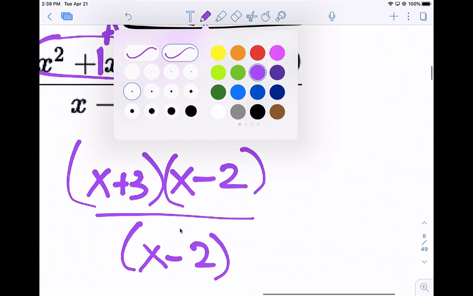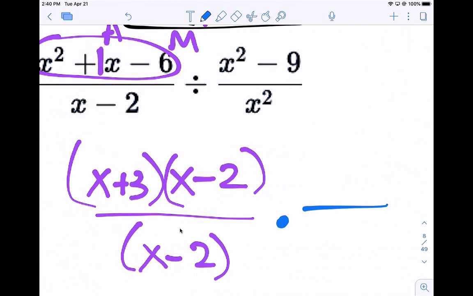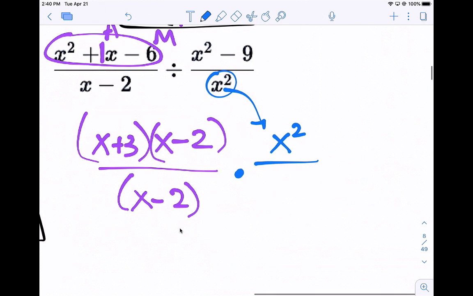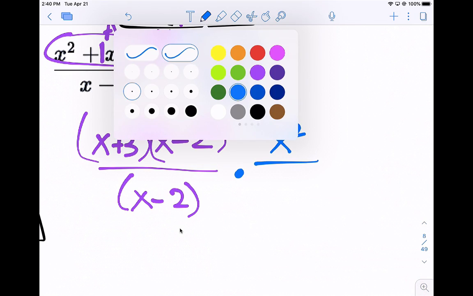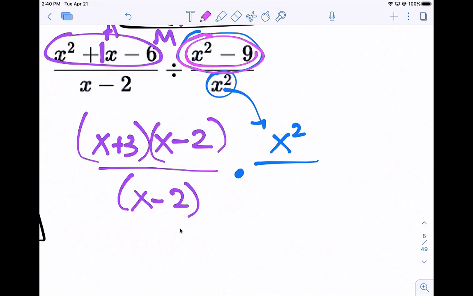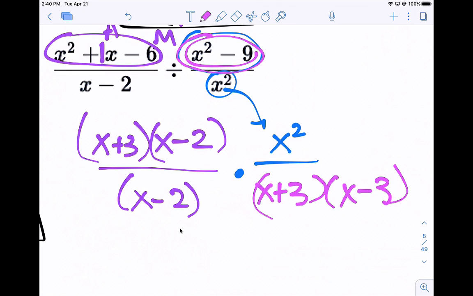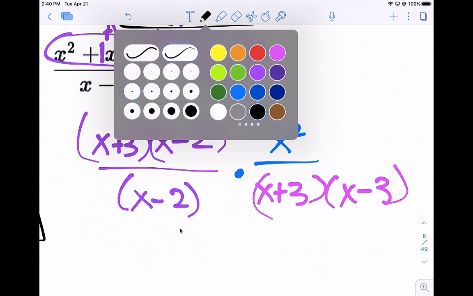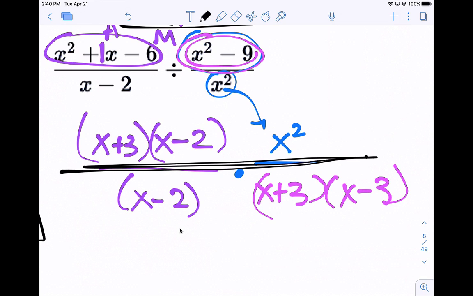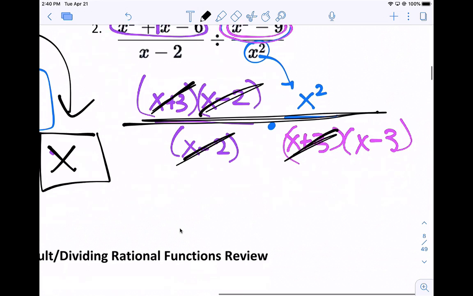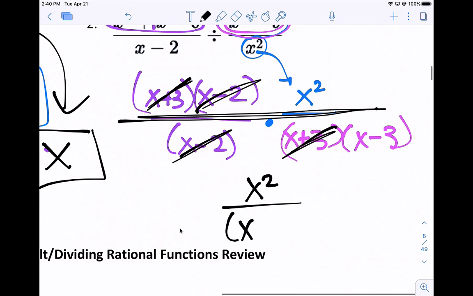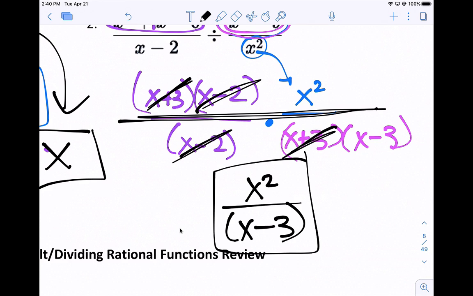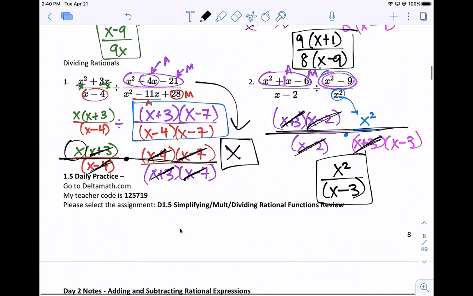And now I'm going to flip and multiply. So flip. And here we have this x squared now goes on top, so that's x times x, but I'll leave it x squared. And then on the bottom, let's use a different color. This is difference of squares, so x plus 3, x minus 3. Okay, so we factored, we flipped, and so now you're going to squish everything together and cancel anything that's the same. So the x plus 3's go, the x minus 2's go. So on the top, we still have that x squared, and on the bottom, x minus 3. And there's your answer.